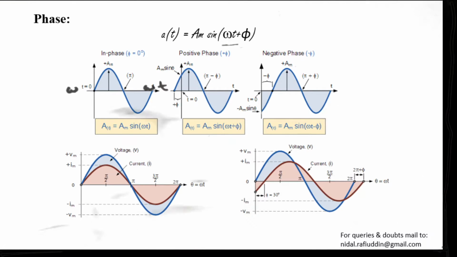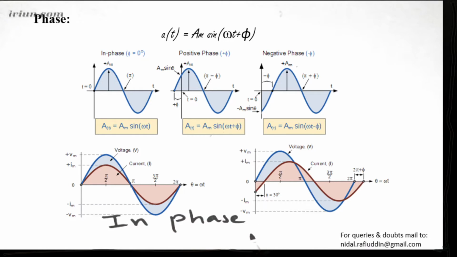Now for example, suppose we compare the voltage and current waveforms. Shown here is the voltage waveform in blue and the current waveform in red. If you look into these two waveforms, they start at the same time, their peaks appear at the same moment, and the waveform shapes appear at the same time, and thus we say that these two waveforms are in phase. So the first case corresponds to the in phase situation, where the current and voltage are in phase.